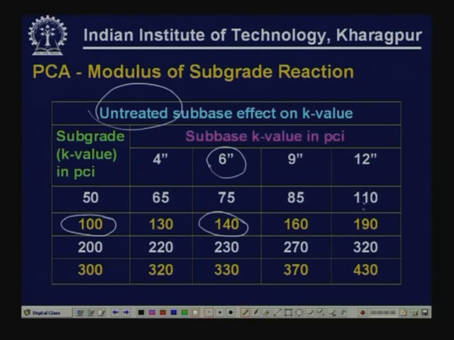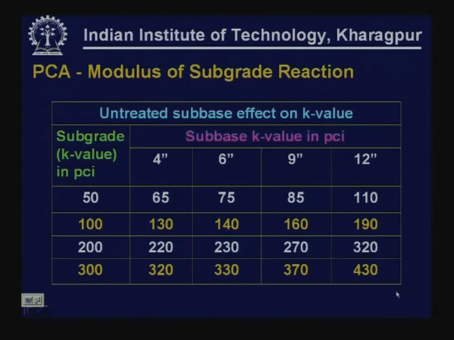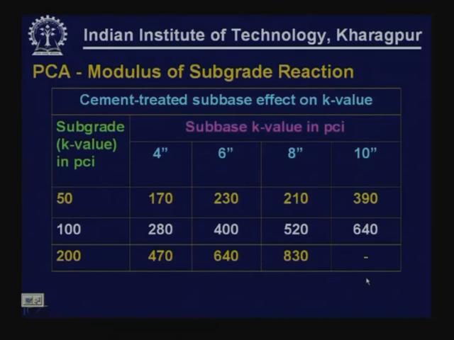Similarly, if we place a 12-inch granular subbase over a subgrade having a K value of 300 PCI, the effective K value can be taken as 430. Similarly, if cement treated subbase is used on subgrade, this is how to select the combined effective modulus of subgrade reaction. So, for different thicknesses, for different subgrade K values, the effective K values are given here.